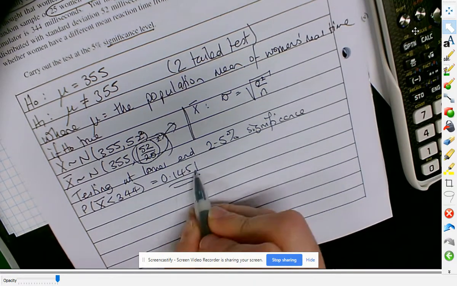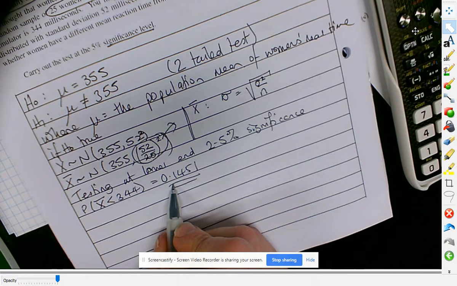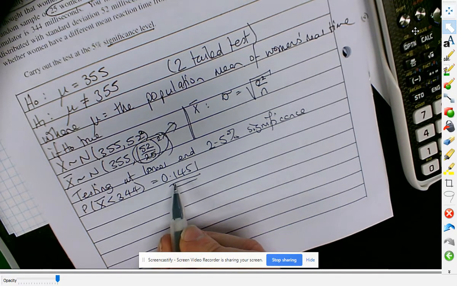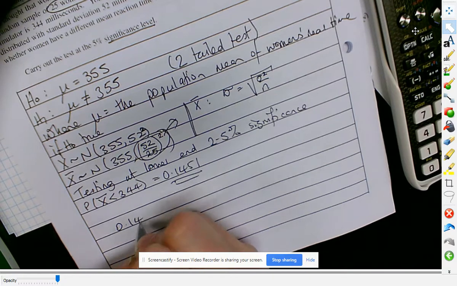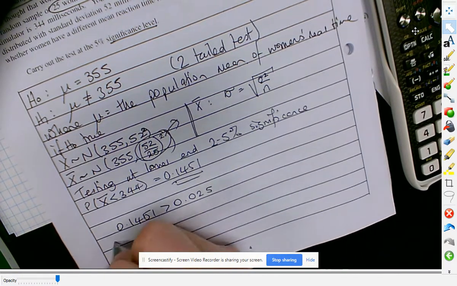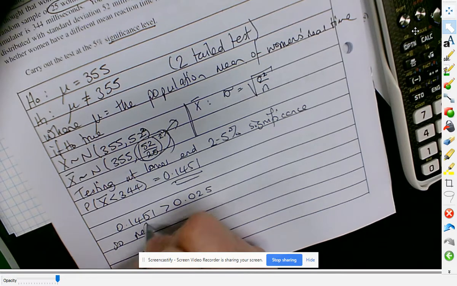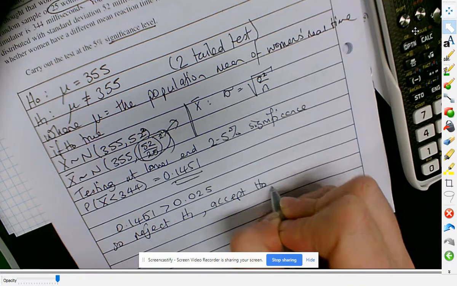So we've got this probability, 0.1451. I now need to test that against my significance level. It is way bigger, greater than 0.025. So reject H1, accept H0.